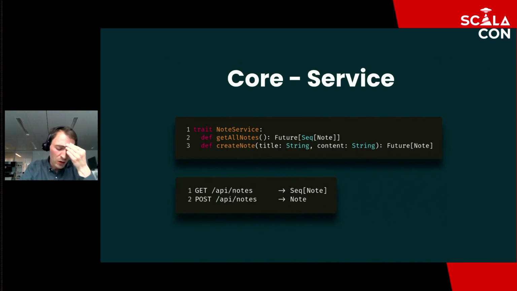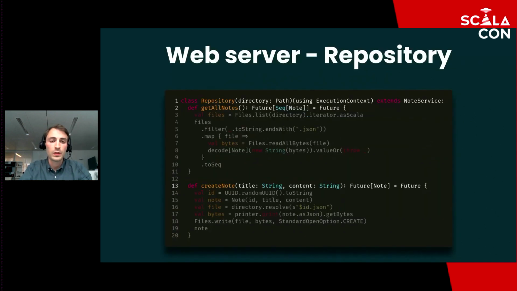Okay. I'm now going to implement this service in the client with an HTTP service and in the backend to actually persist the nodes. So that's on the server side. I create the repository, which extends the node service. Here I'm using the file system to store the nodes as JSON files and to read them. But the implementation is not very different from what you can see in Scala 2.